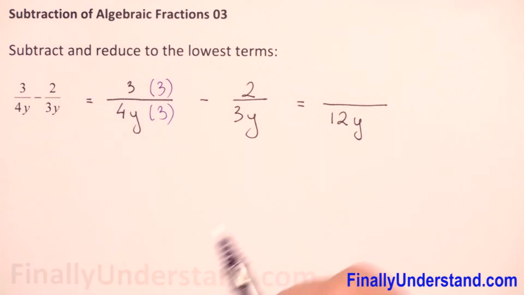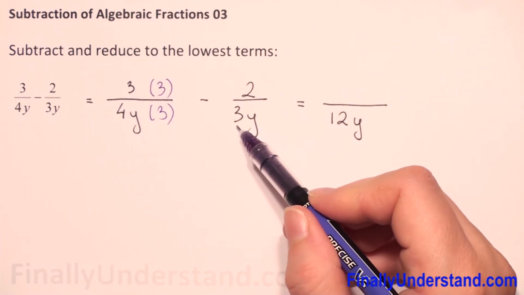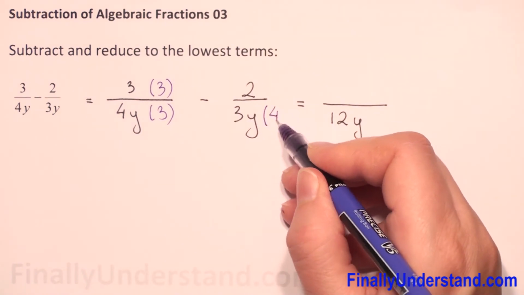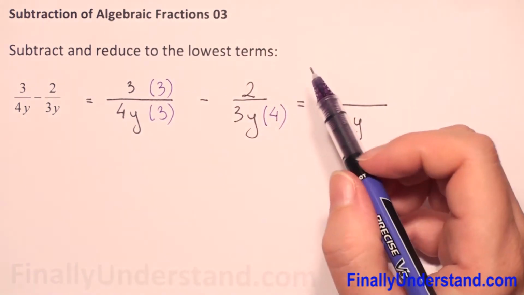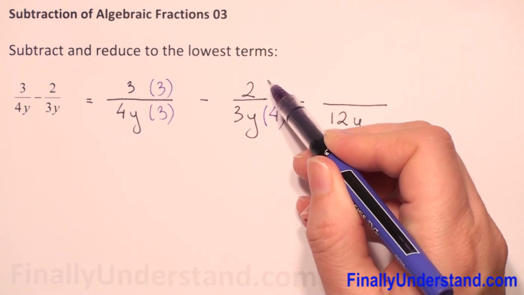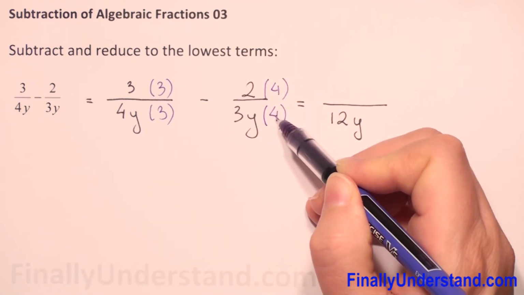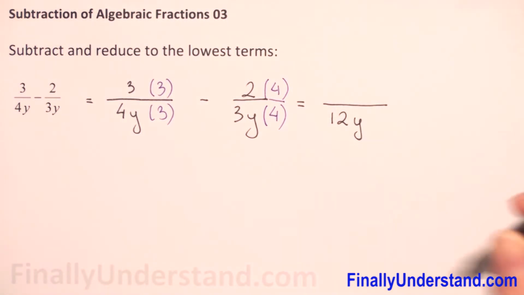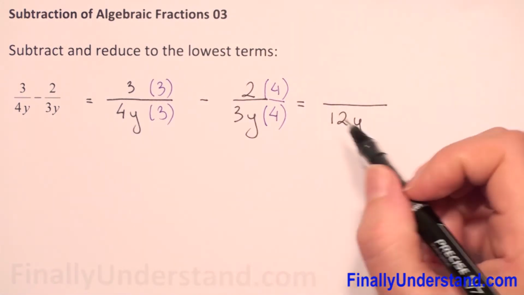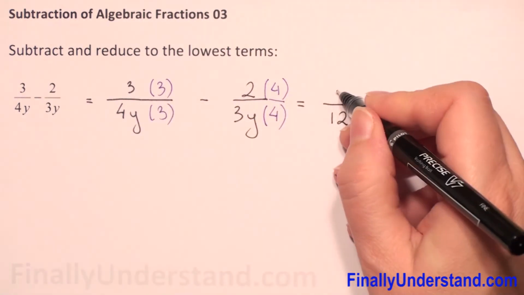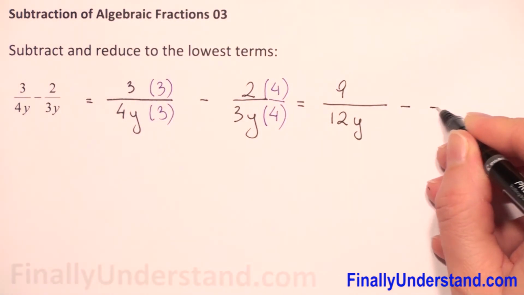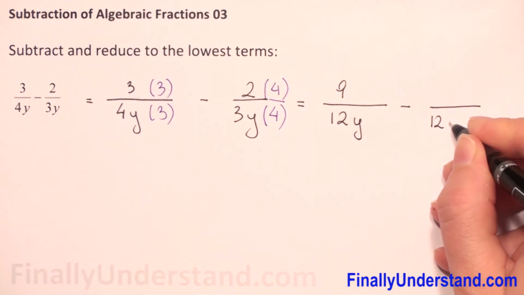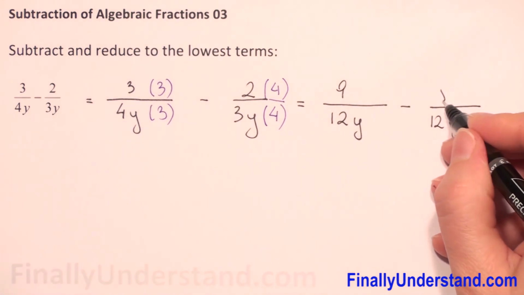with the numerator. And the second denominator, we have only 3y, so I need to multiply this denominator by 4 to get 12. And if I multiply the denominator, I have to multiply the numerator by the same number. So now we have 4y times 3 is 12y, and 3 times 3 is 9. We have minus, and 3y times 4 is 12y, and 2 times 4 is 8.